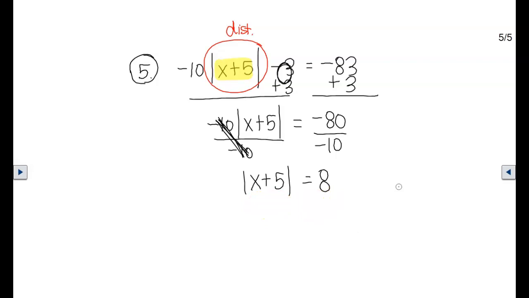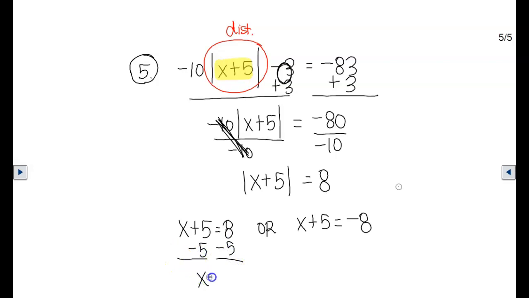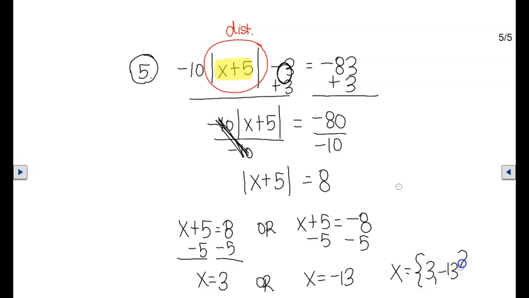So now we can do this problem. Since x plus 5 is 8 spaces from 0, x plus 5 could be a positive 8, or x plus 5 could be a negative 8. Solve each equation for x. So subtract 5 on both sides. We get x equals 3. Subtract 5 on both sides. X equals negative 13. So solution set on this one, x can be 3 or negative 13.